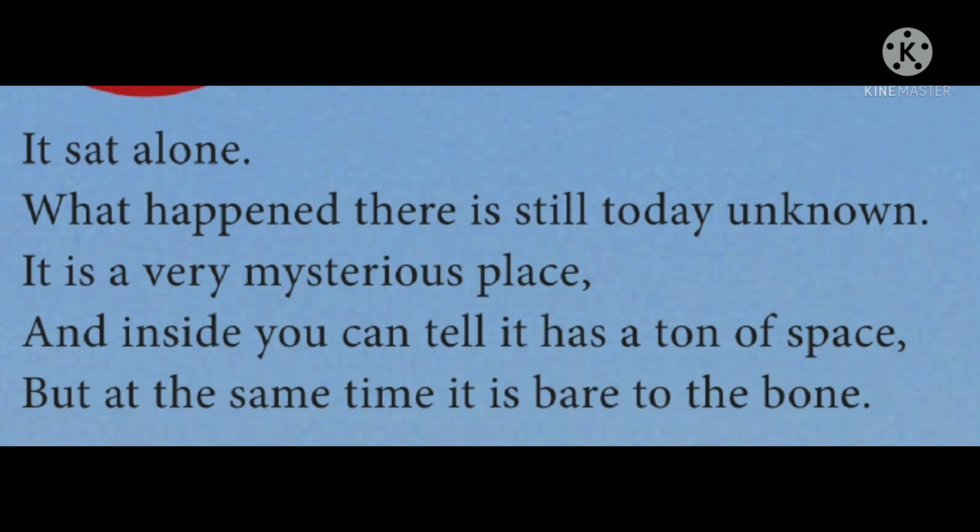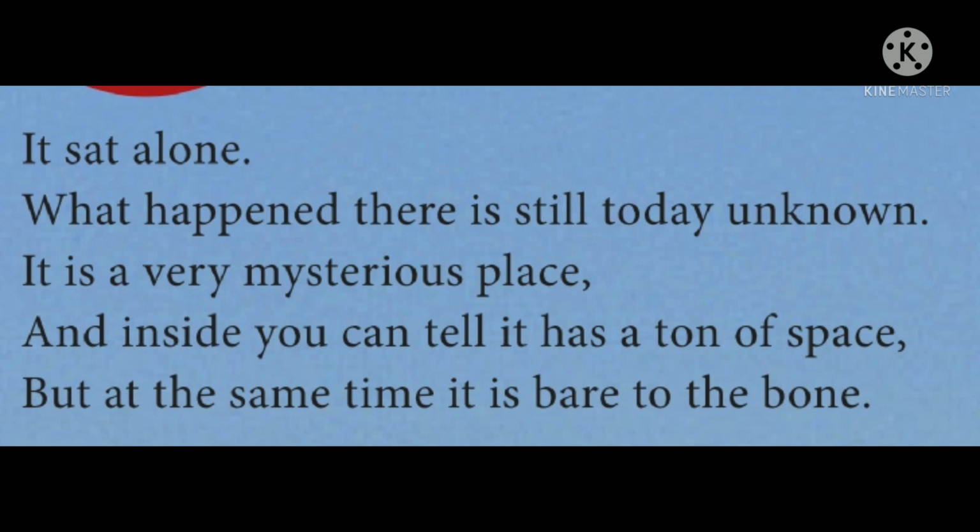Now we'll go for the poetic devices used by the poet in this poem. First we'll go for rhyming words. Suppose see the example. Alone. So the last word, bone. So alone and bone are rhyming words. And this place and space, next set of rhyming words.